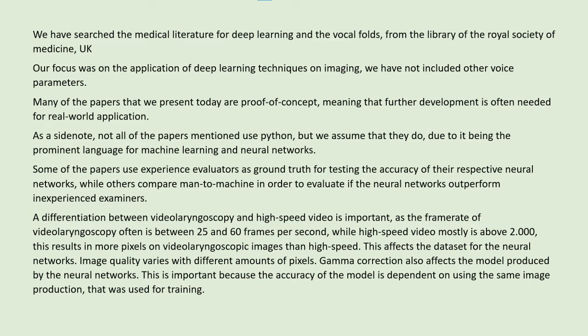Many of the papers that we present today are proof of concept, meaning that further development is often needed for real-world application. As a side note, not all of the papers mention using Python, but we assume they all do, due to it being the prominent language for machine learning and neural networks. Some of the papers use experienced evaluators as ground truth for testing the accuracy of their respective neural networks, while others compare man to machine in order to evaluate if the neural networks outperform inexperienced examiners.